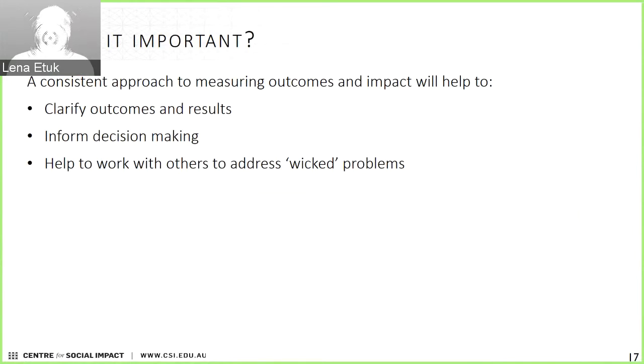Wicked problems are really wicked. They're really challenging. Things like poverty, things like inequality. Those are really challenging things that we need to be addressing. And if we measure outcomes and impact, this might actually help us identify other organizations that are working on similar issues, making headway in certain ways, and we can work together to address those things.